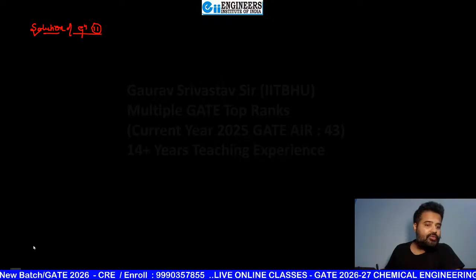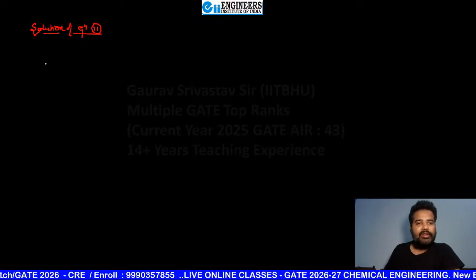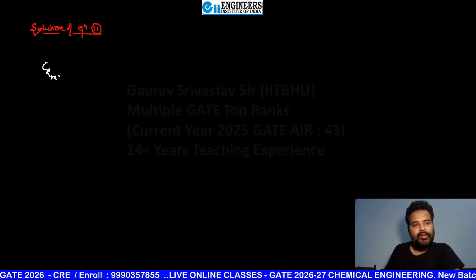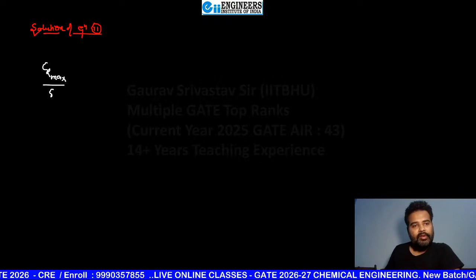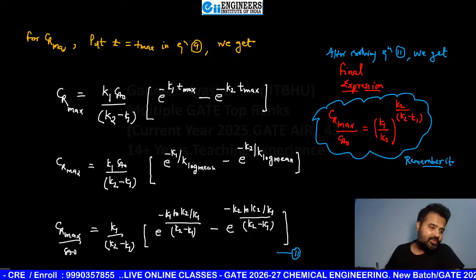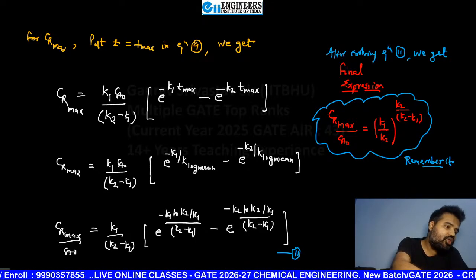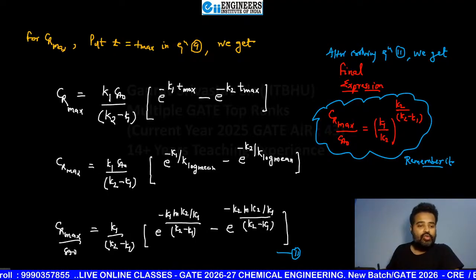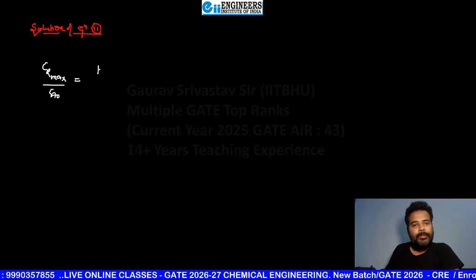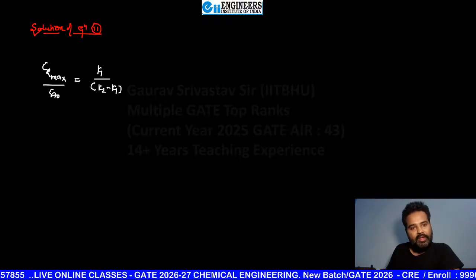I see Ayush, Anushka, Vishwas, Kiara, Das unable to do. Don't worry, beta. See, very easy. Just write it again. CR max upon CA naught. And now this time we got the final expression, sir. Very good, beta. Pragya, Divyashak, Nihotri unable to do. Don't worry, beta. Don't worry. So K1 by K2 minus K1, K1 by K2 minus K1.